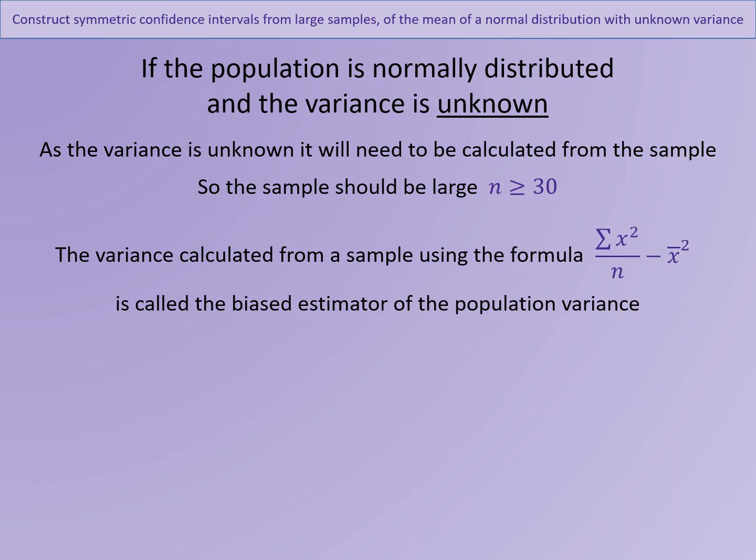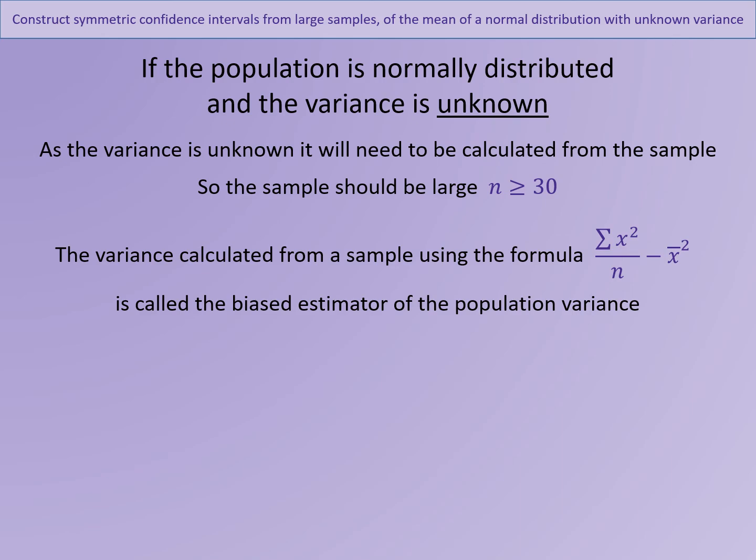Variance of a set of numbers can be calculated using this formula, sigma x squared over n minus x bar squared. This could also be calculated using the sigma squared button on a calculator. This is called a biased estimator for the population variance. This is because samples and populations tend to be slightly different in terms of their spread.